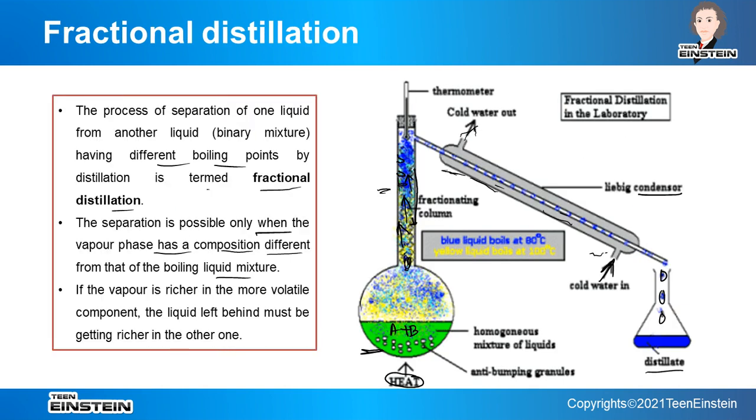That is written in this point: separation is possible only when the vapor phase has a composition which is not the same as the boiling liquid composition. If the vapor is richer in the more volatile component, obviously, then the liquid left behind must be getting richer in the other one. In our case we have assumed arbitrarily that B has the lower boiling point, that means B is more volatile, so B will be collected here in the distillate, and in the original flask the component remaining is A, getting richer in A. And in the opposite case, suppose B is less volatile and A is more volatile, then obviously the distillate will have A, not B.